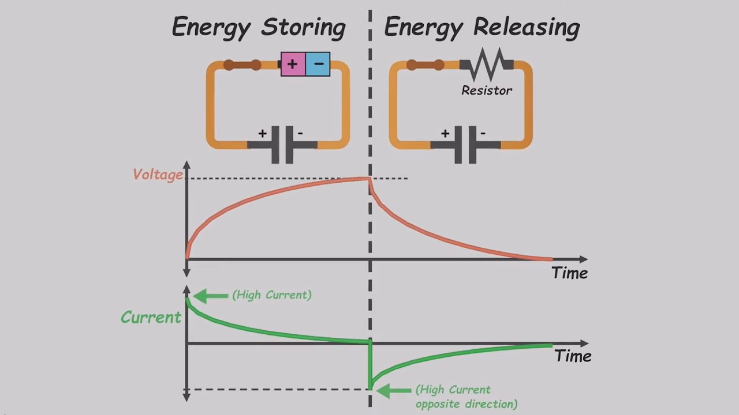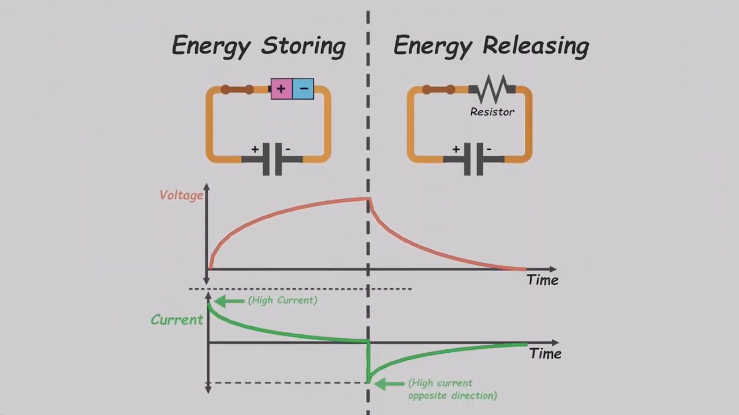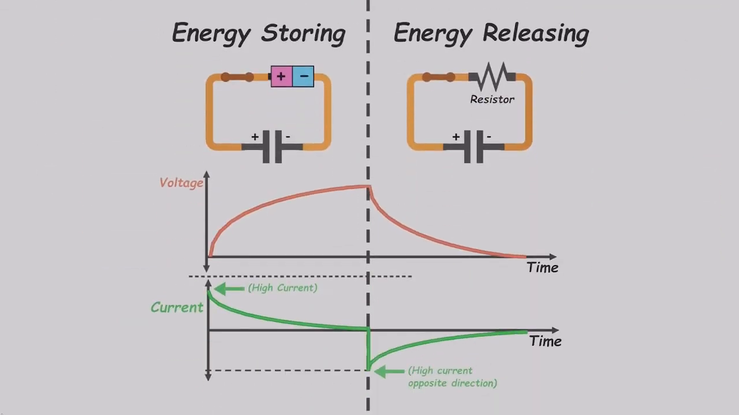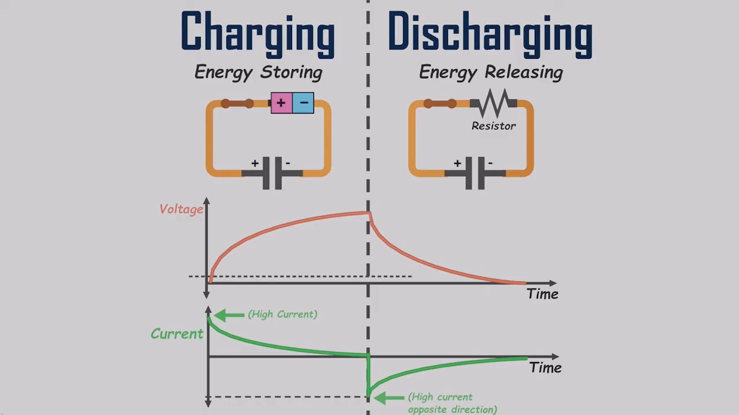Here, voltage behaves similarly to the membrane force, as seen in the earlier example. Similarly, current behaves like the water flow in the analogy. Now that we have a basic understanding of capacitors, we can explore their behavior further. When we store energy in a capacitor, it is known as capacitor charging. Conversely, when we use the stored energy, it is termed as capacitor discharging.